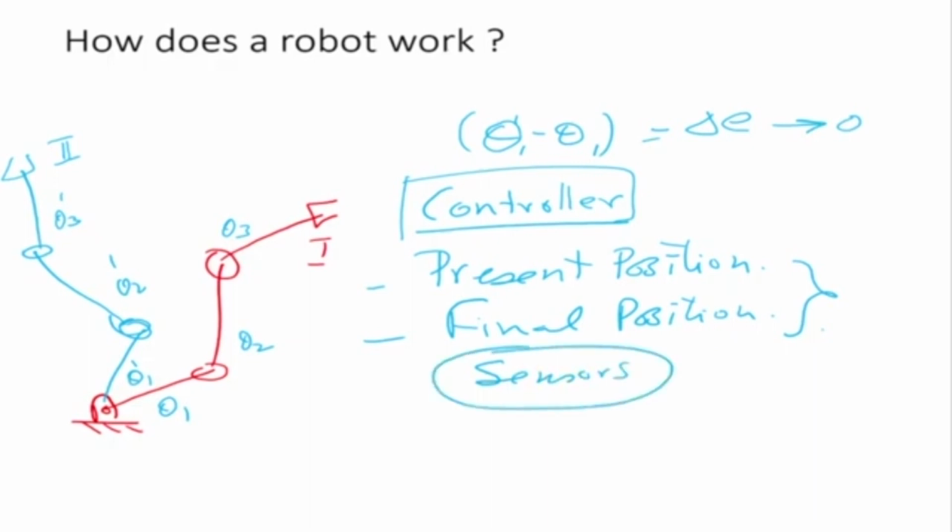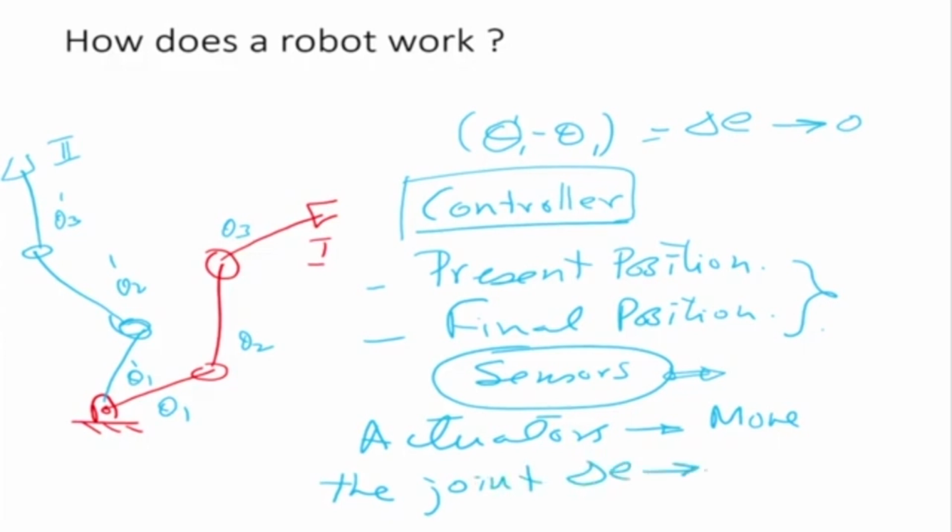So this is where the need for sensors comes in. Where is the robot at a particular instant? The controller needs to know, and it senses the sensor feedback in order to know the current joint angle of the robot. Now, in order to move it, it needs actuators, to move the joint to make the error del E equal to 0. So in order for the robot to work, it needs sensors, actuators, and a controller which actually controls the robot.